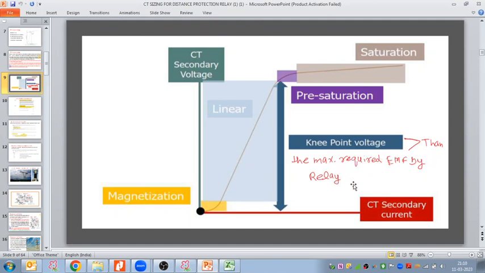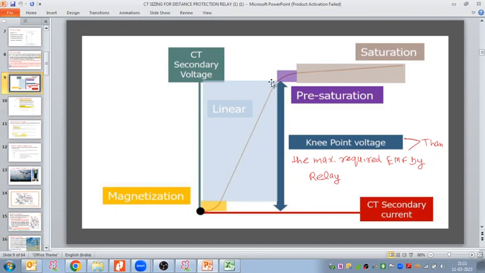So what we are doing is calculating the maximum required EMF by the relays, different relays. For that we will go to the relay applications manual, and from that manual we will take the CT requirement given in it. Based on that CT requirement given in the manual, we are calculating what the CT knee point voltage should be.